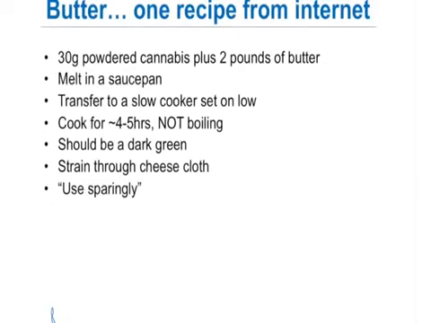would be a month's supply. So basically taking your whole pack of powdered cannabis and adding it to 2 pounds of butter and melting it in a saucepan. Initially, you want to make sure you get it melted, but then transfer it to a slow cooker set on very low. You don't want to run any risk of boiling it. You cook it for 4 to 5 hours, and I understand from my patients that it should be a sort of dark green color eventually.